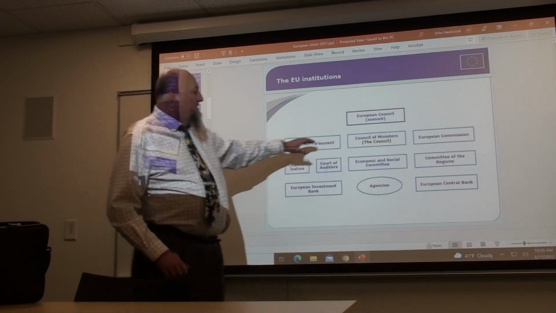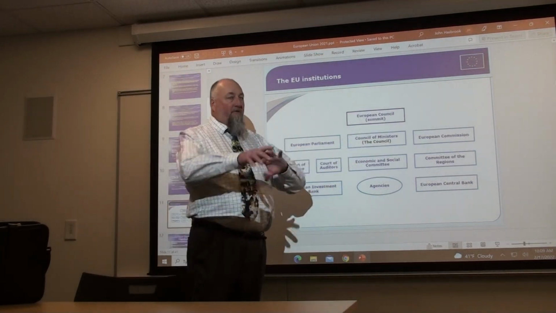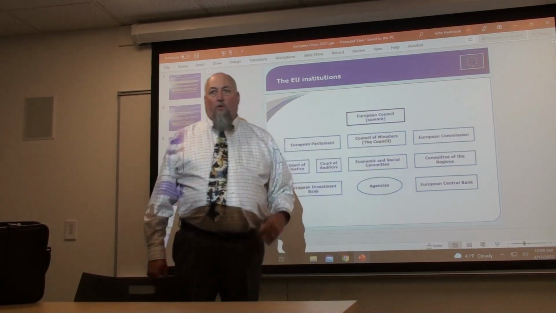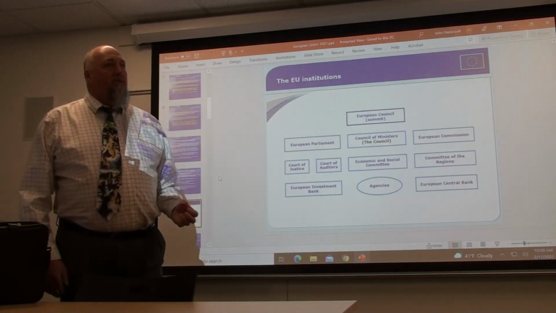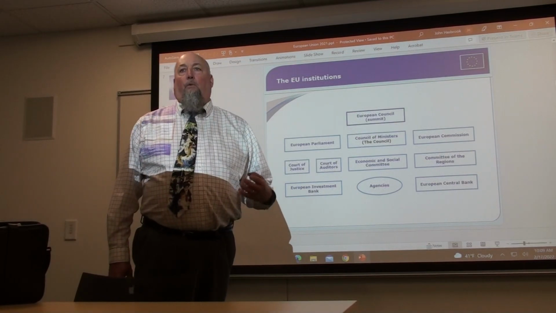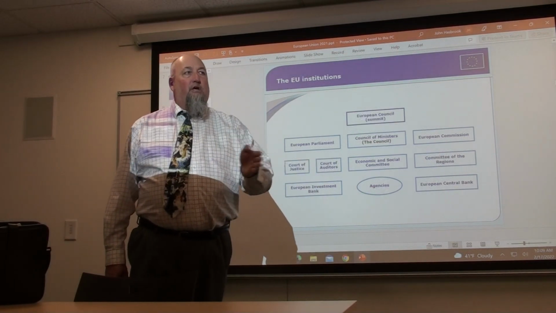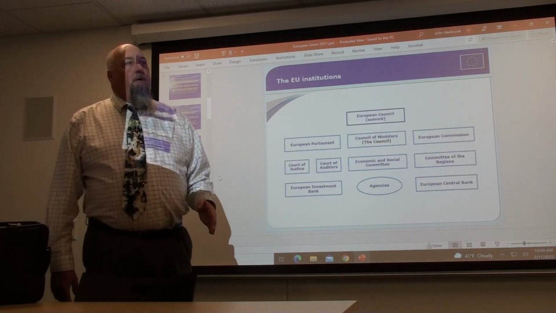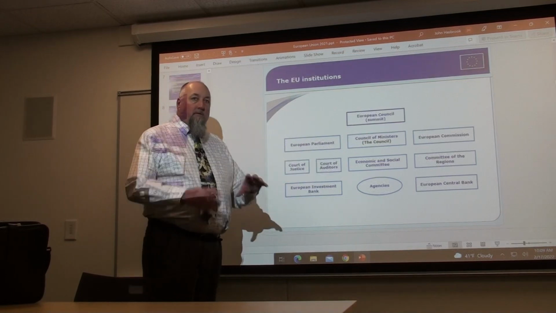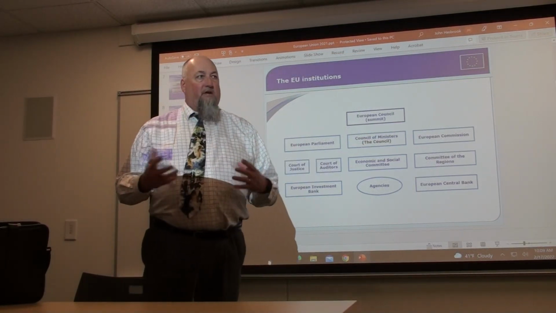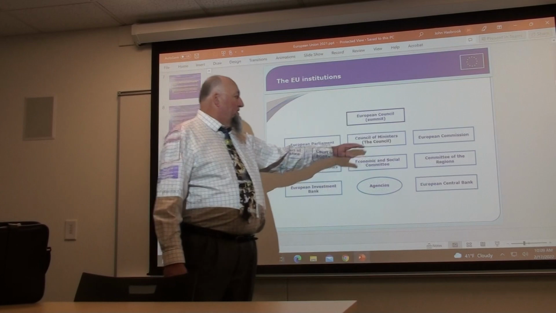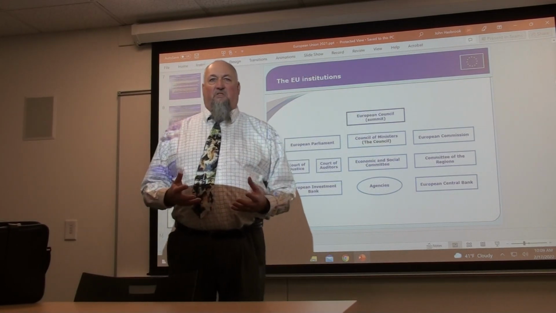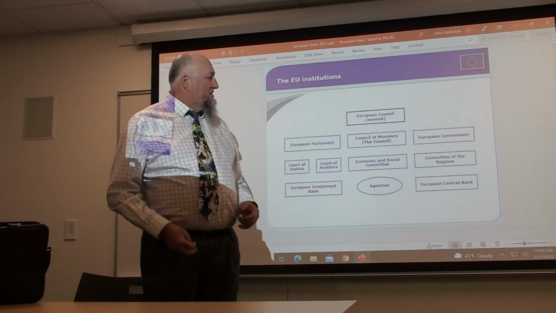So the Council of Ministers has very different forms depending on the topic. If I was to make an equivalency, that would be more like the Senate in the US, where you have one from each country regardless of the population, and they all have one vote. Whereas the Parliament, you're going to have different numbers of representatives based on population. Within the Council of Ministers, you'll have a minister appointed by each country. So it's a little bit more like the Senate in that respect in our system.